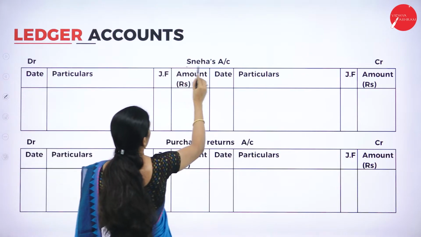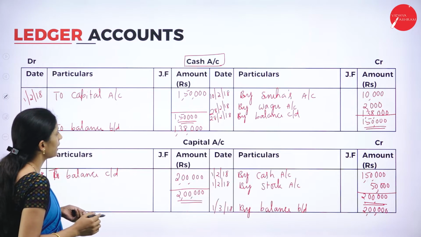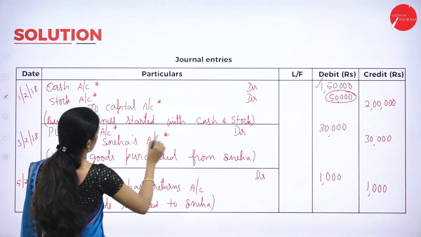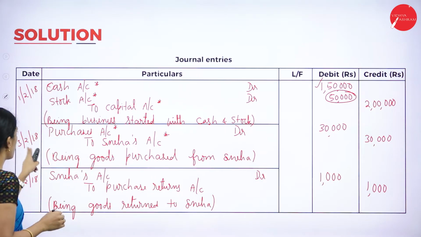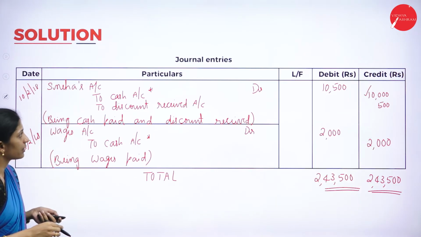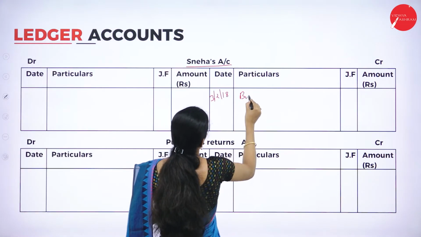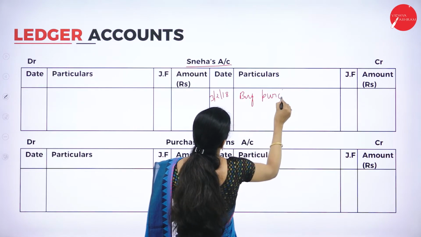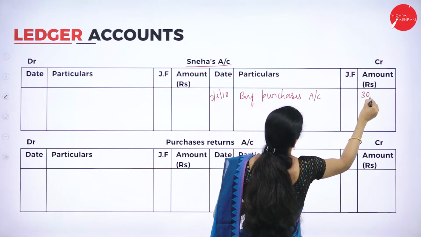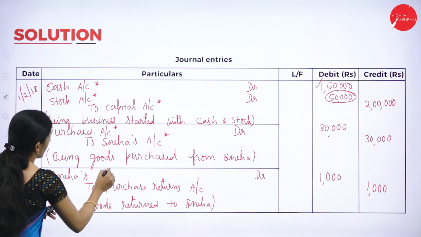Now come to the next one, that is Sneha's account. Let us see where there is Sneha's account in the journal. So we have here Sneha's account. So what is the reverse entry? By purchases account, that is 3/2/2018 by purchases account 30,000. How much is it? 30,000.